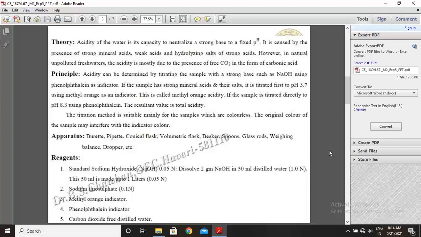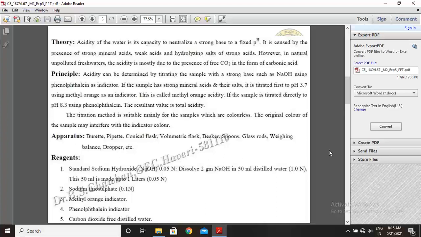Then, which reagents are required? This is the most important part of this experiment. First you prepare the reagents as per the experiment title. First reagent required is standard sodium hydroxide of 0.05 normality.